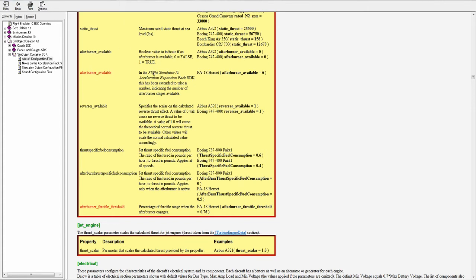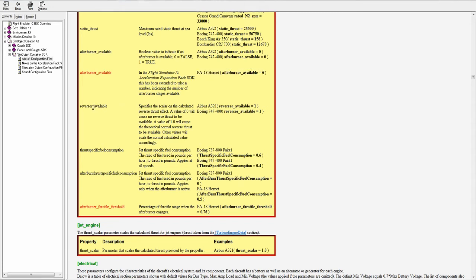It's no longer afterburner available. Now, it's a numerical value between 0 and 6. 0 means there's no afterburner. 1 means there is an afterburner. And any number above 1 is the number of stages that the afterburner has. For example, the default Hornet has 6 afterburner stages.